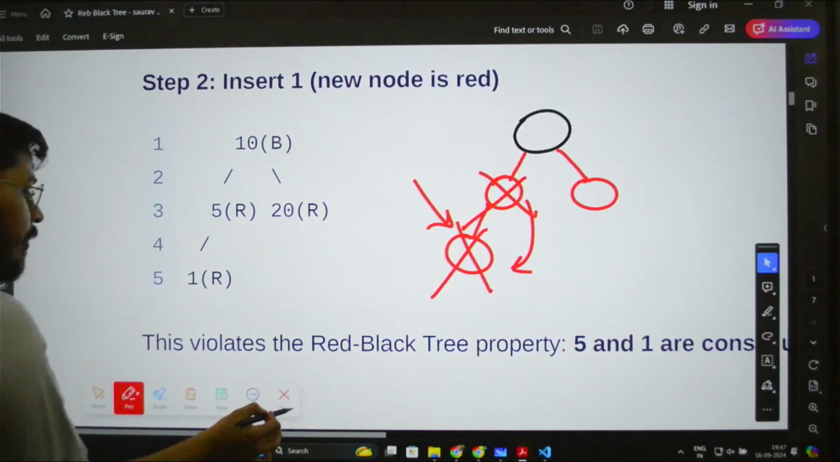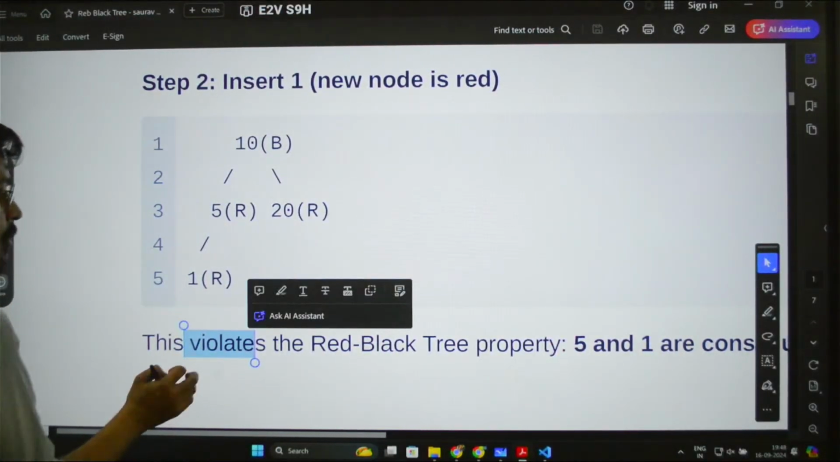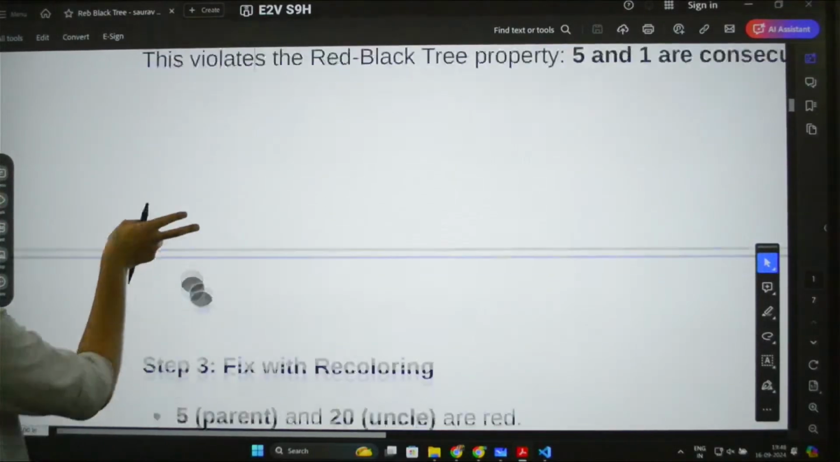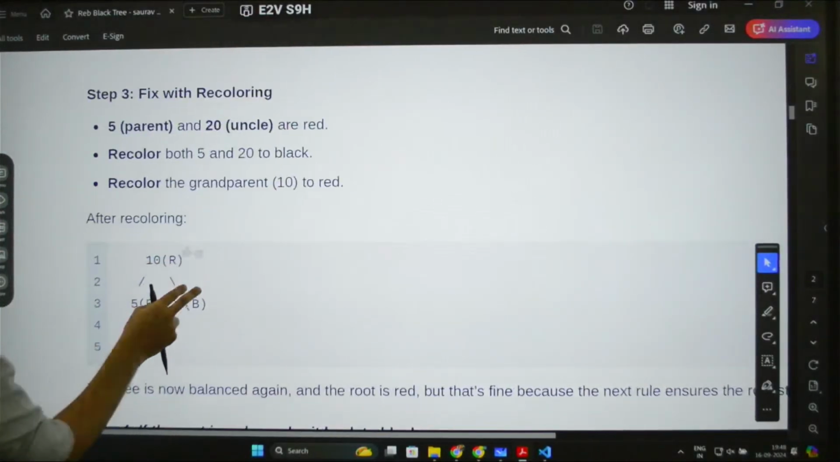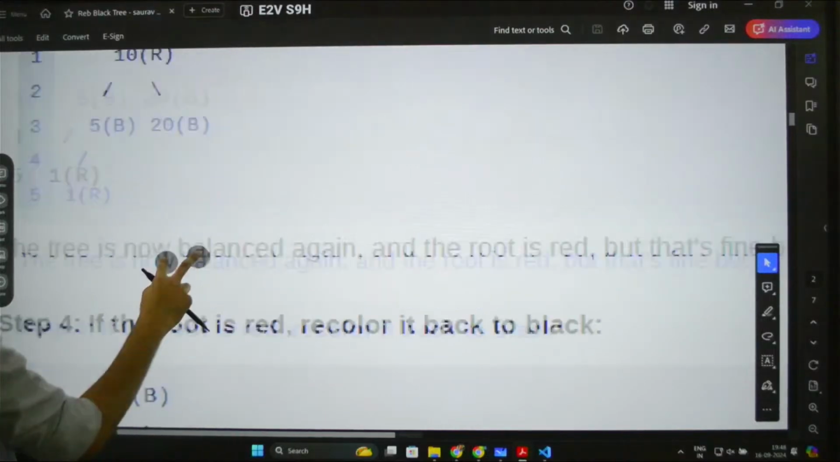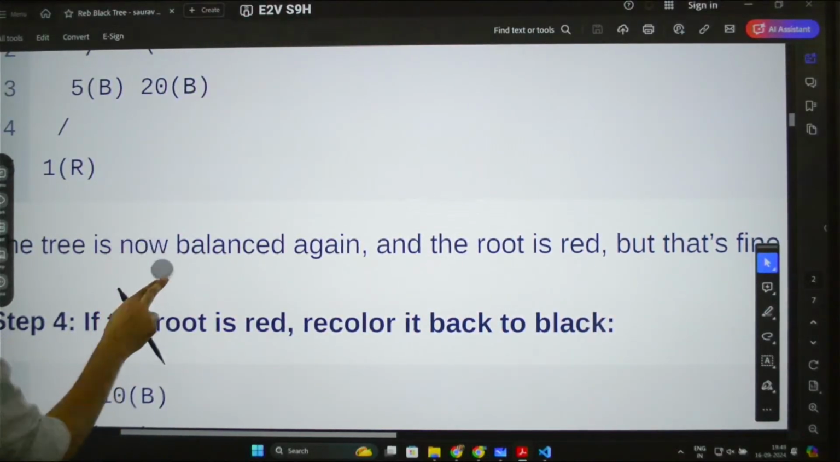Understood? So now let us see what we will do here in this case. We will recolor it. How? See, the black goes right here.